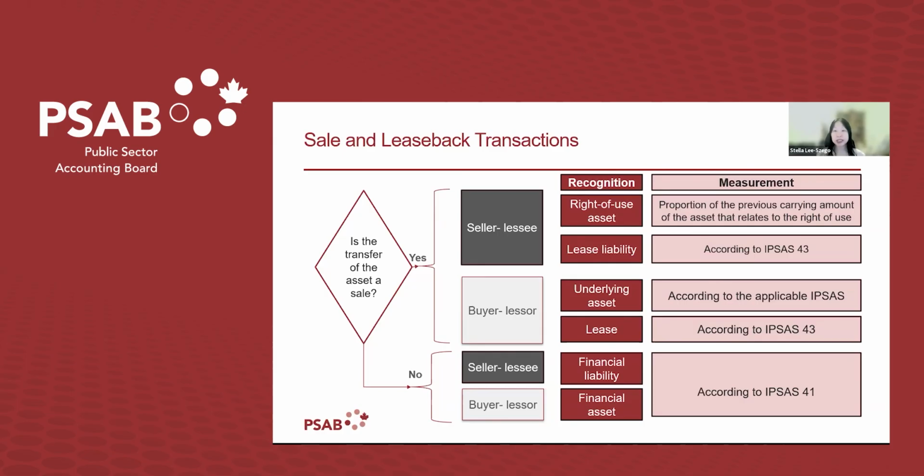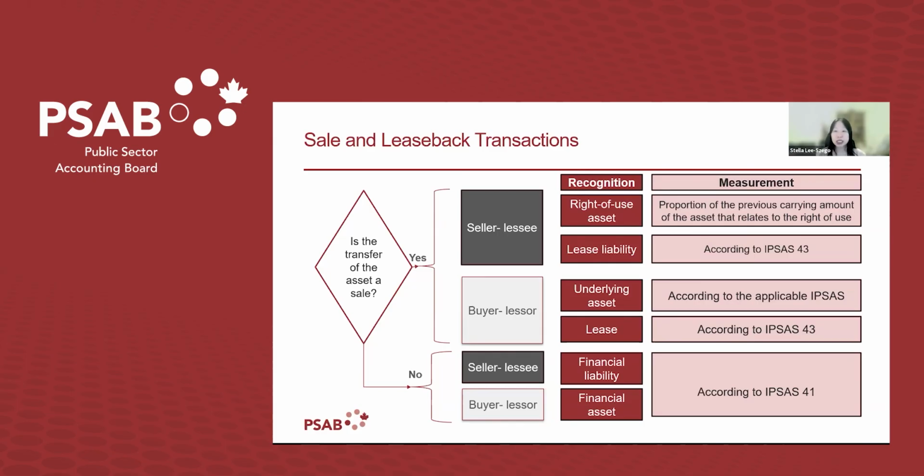If the fair value of the consideration for the sale of the asset does not equal the fair value of the asset, or if the payments for the lease are not at market rates, then an entity will need to make the following adjustments to measure the sale proceeds at fair value. Any below market terms are accounted for as a prepayment of lease payments, and any above market terms are accounted for as an additional financing provided by the buyer-lessor to the seller-lessee.